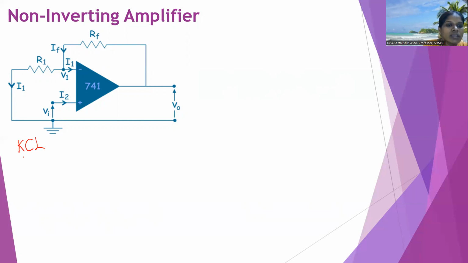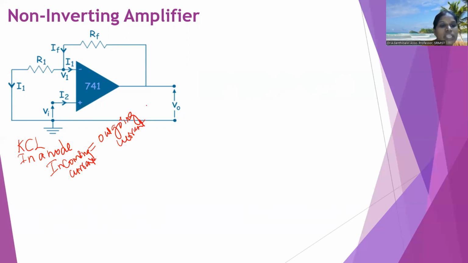In a node, incoming current equal to outgoing current, or else in a node summation of current equal to 0. See here, we choose this node. In this node, the incoming current is IF, outgoing current is I1. We know that I1 equal to IF.